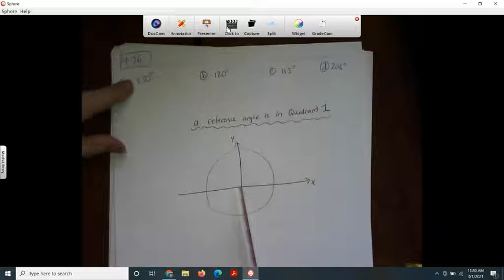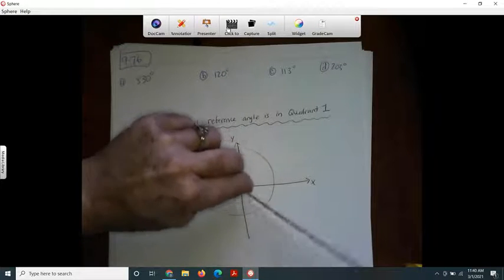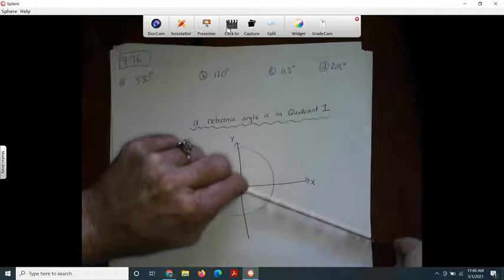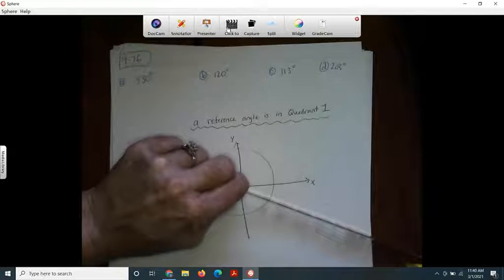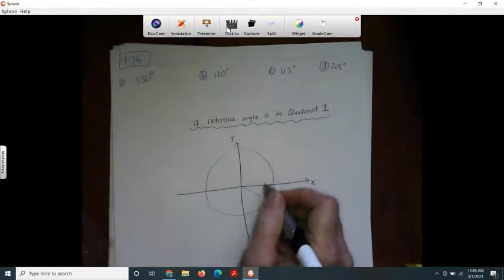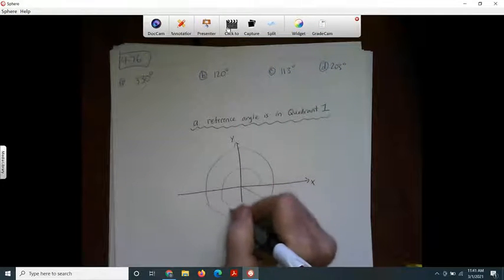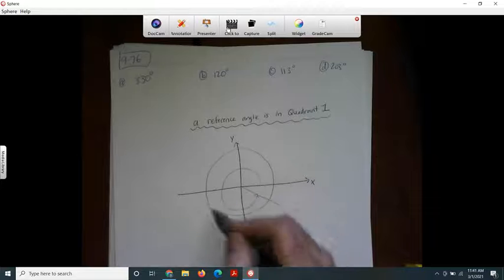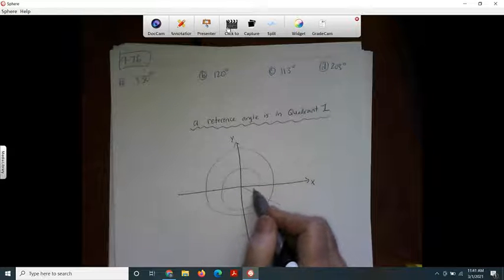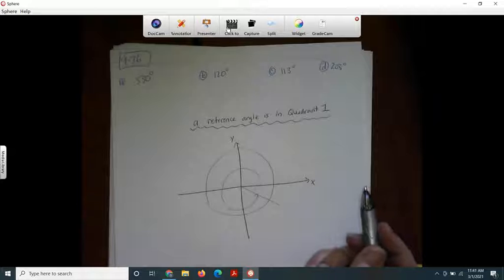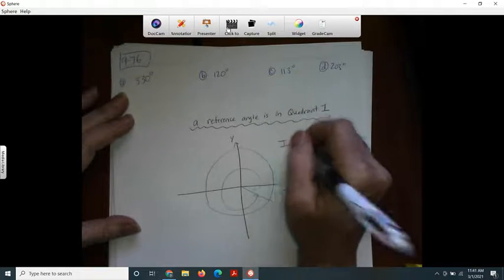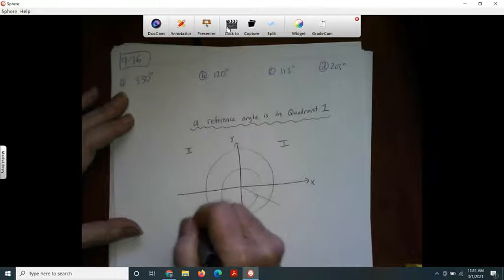So this 330 degree angle, it's almost 360 degrees. It's almost all the way around the circle. So what's the reference angle? The reference angle is the angle in, this is quadrant 1, this is quadrant 2, this is quadrant 3, and this is quadrant 4. The angle that's just like this angle, but in quadrant 1, is the reference angle.